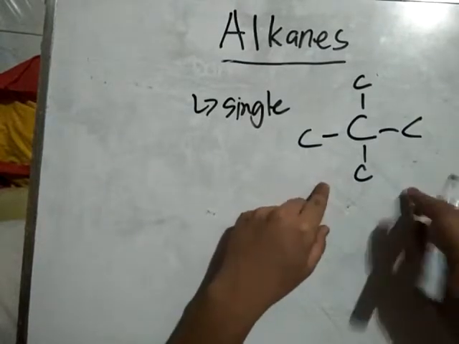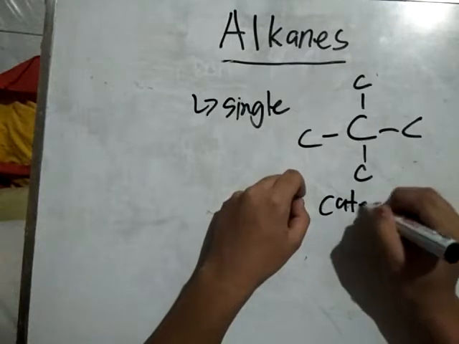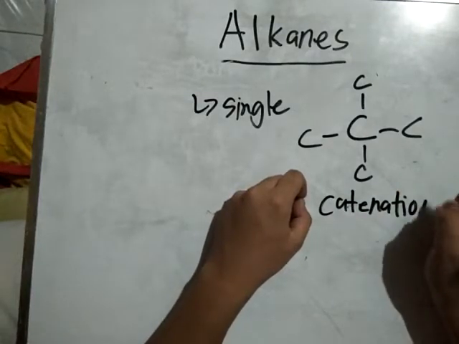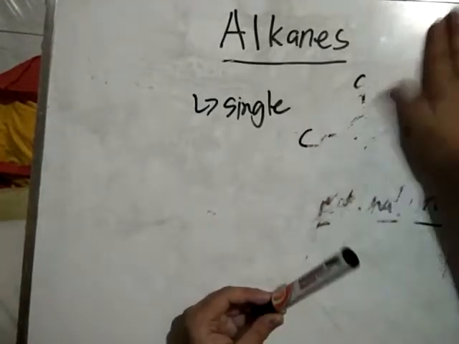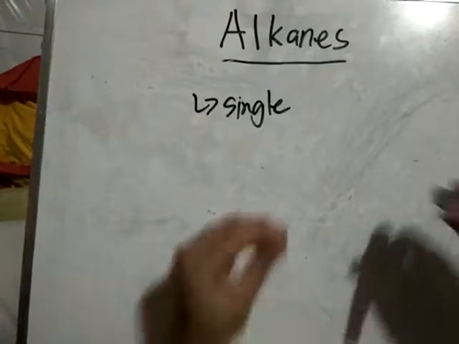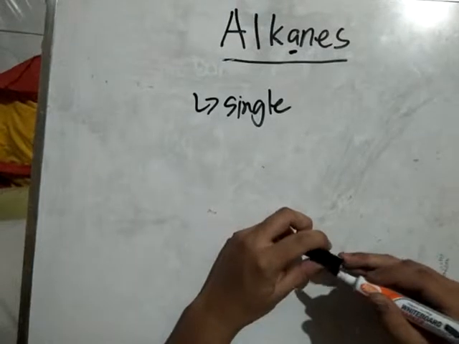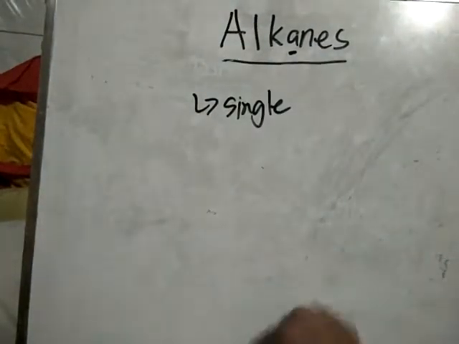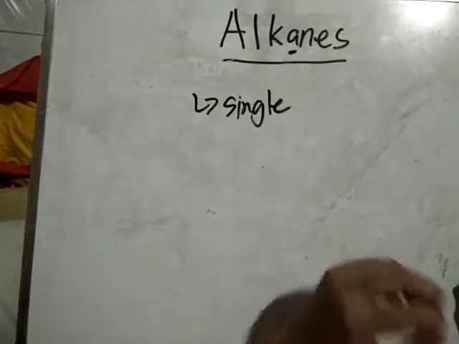By the way, the name of that property, that carbon can bond to itself, is called catenation. Just saying a bit of trivia. Catenation, carbon can bond to itself. It could form four bonds. In an alkane, remember, ane, it's important. It's only single bonds. There's no double bond, there's no triple bonds, just pure single bonds.